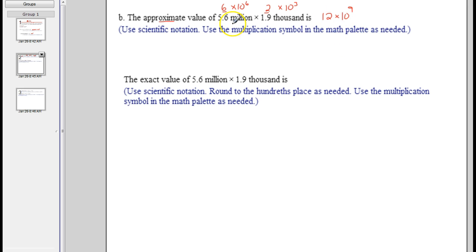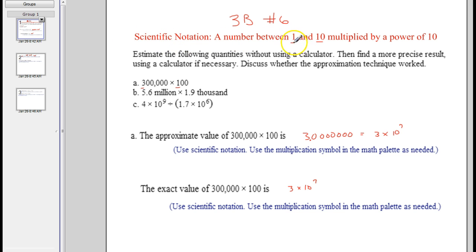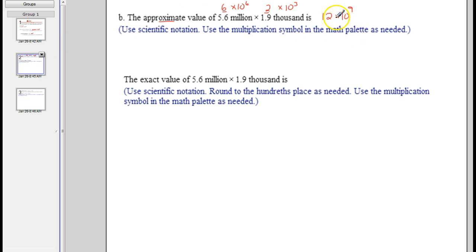Alright, so there's what we get, but remember, go back to the front page: a number between 1 and 10 multiplied by a power of 10. So 12 is not between 1 and 10. To make it between 1 and 10, we'd have to put a decimal point right there between the 1 and the 2. Now we've got a number between 1 and 10, but they have to be equal. Notice the equality sign in between them.